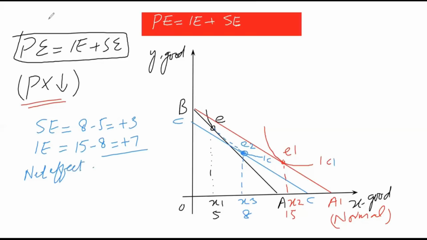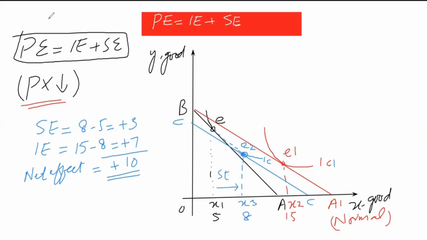Okay, one thing is very important to keep in mind: if the income and substitution effects are both moving in the same direction, in this situation the substitution effect is moving to the right and the income effect is also moving to the right, they are moving in the same direction, so both will be considered as positive figures. So the income and substitution effects are both positive in this situation.